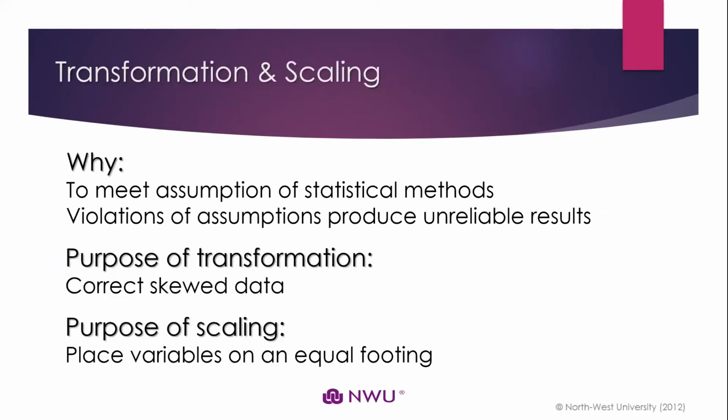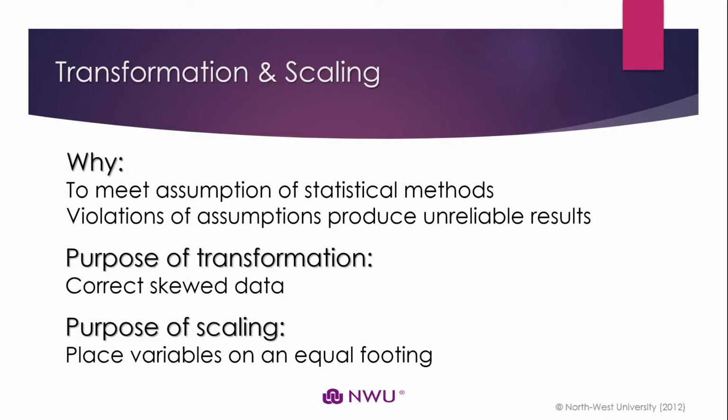Right, scaling. So why do we need to scale? We need to meet the assumptions of statistical methods. This is important. People kind of set assumptions aside a lot, and I know most of the statistical methods are relatively robust, but we should not throw the baby out with the bathwater. Violating these assumptions produces unreliable results. It means you cannot trust your p-value.